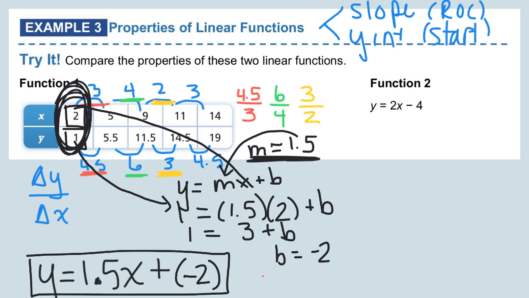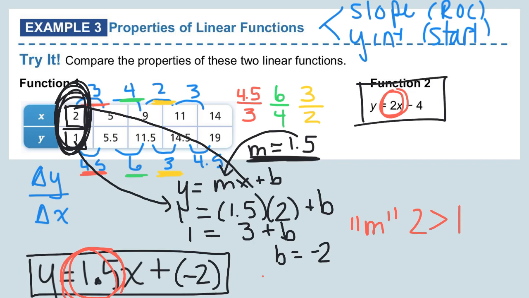It's fine. All right, so now it's time for us to compare our functions. If I was going to compare the slopes, it looks like 2 is bigger than 1.5. So function 2 was bigger than function 1. If I was going to compare the y-intercepts, it looks like -2 is bigger than -4. So function 1 is bigger than function 2.